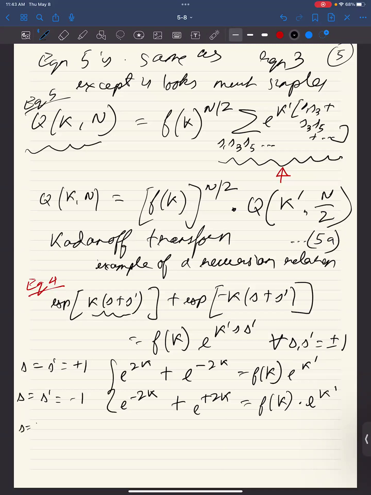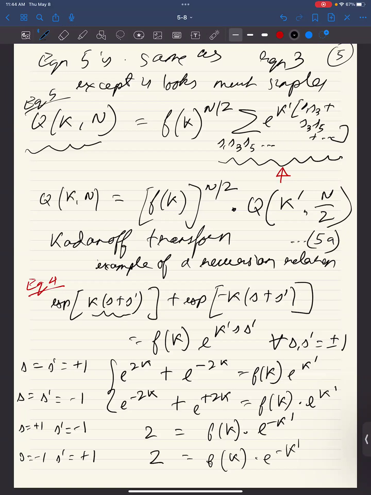Now we go to s equal to plus 1, s prime equal to minus 1. In that case, s plus s prime is now 0, and we get 1 plus 1. 2 is equal to f of k multiplied by e to the power minus k prime. And when you get to s equal to minus 1, s prime equal to plus 1, once again, 2 is equal to f of k e to the power minus k prime, right? So we get 2 equations.